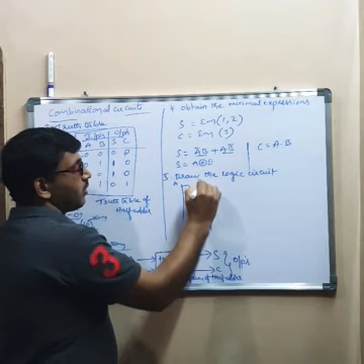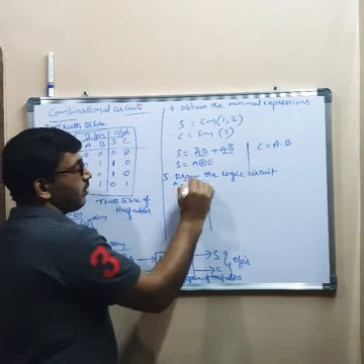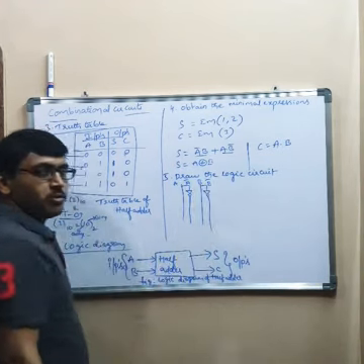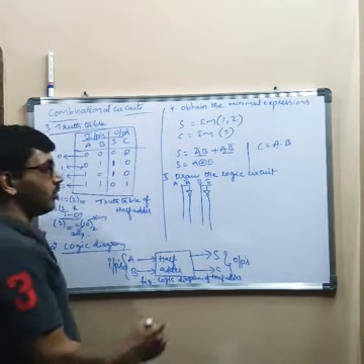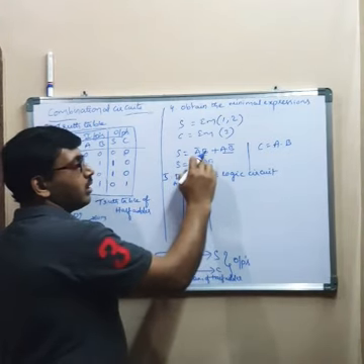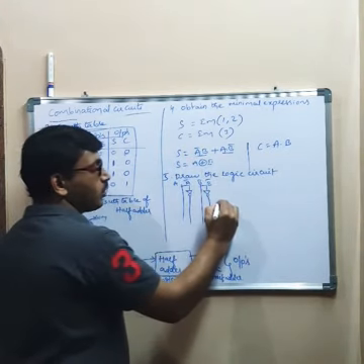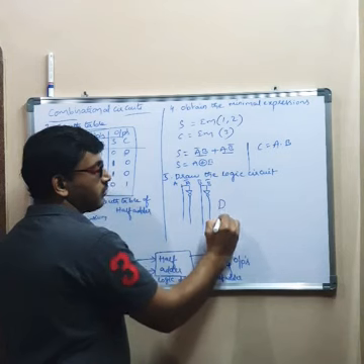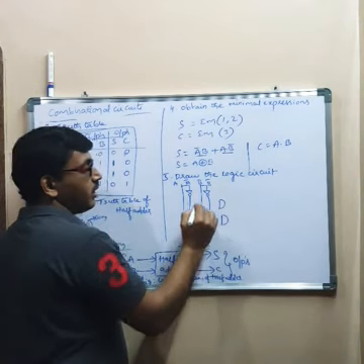A, B. This will be A bar, this will be B bar. This is a simple way of drawing the logic circuit. So I have taken two inputs and their complements, and here I have two product terms. I will take two AND gates. This is first AND gate, second AND gate.